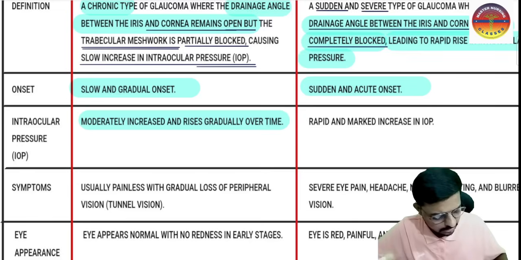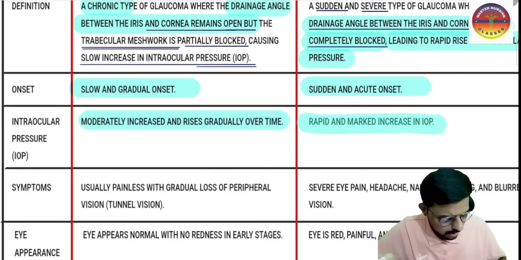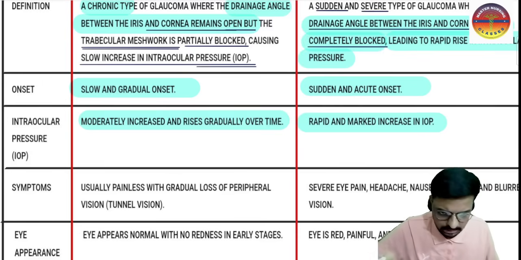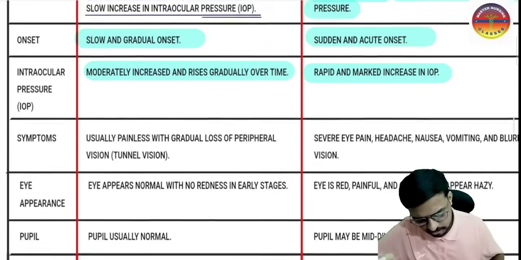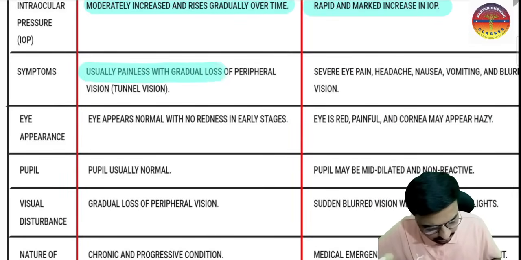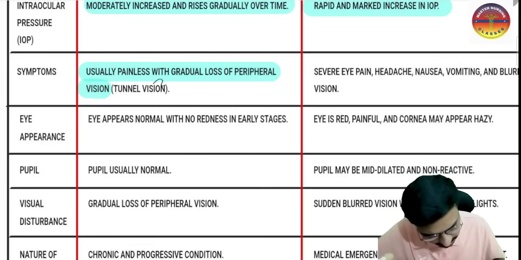And there is a rapid and markedly increased intraocular pressure in angle closure glaucoma because there is complete blockage in the drainage of the aqueous humor. The symptoms here are usually painless, with gradual loss of peripheral vision. As I told you, classically, this is tunnel vision.